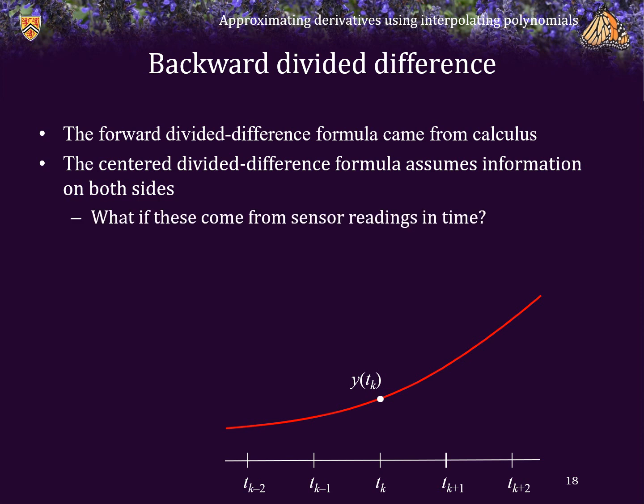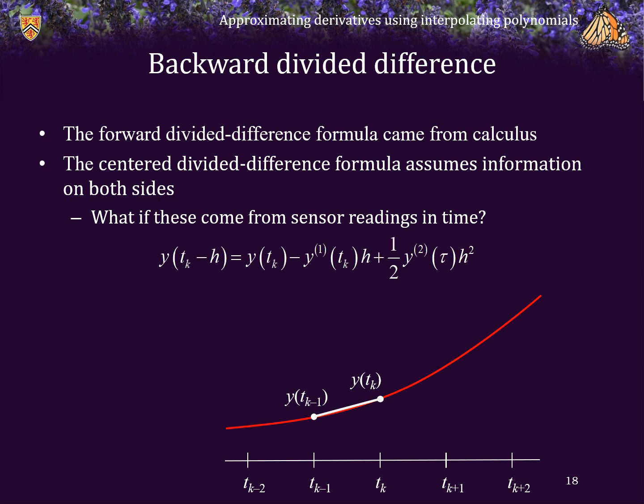Now, what happens if these are sensor readings? They're taken in time and we are at the current time and we only have information from the past. Well, in this case, the best we can do is use that slope and not the other one from the forward divided difference formula.